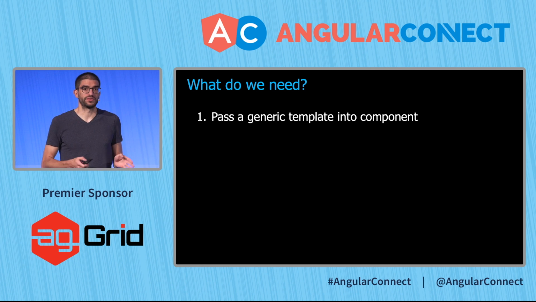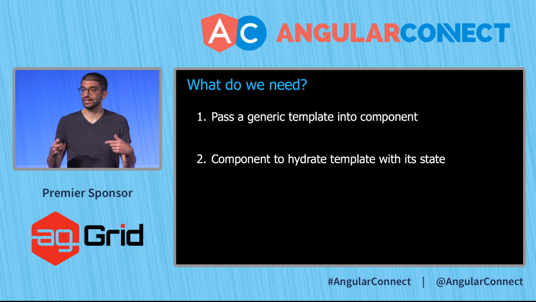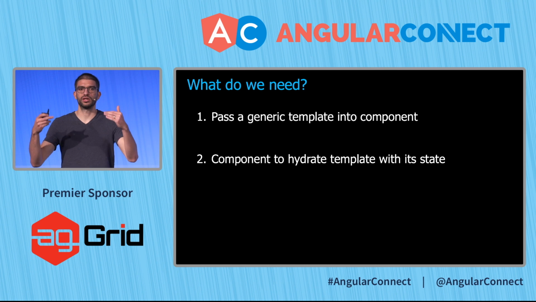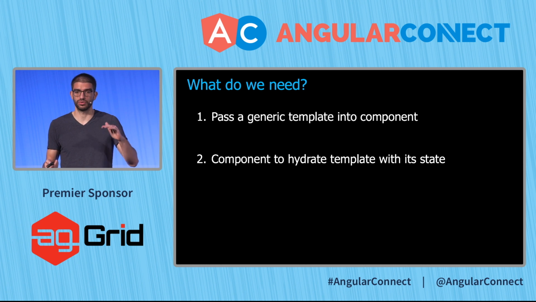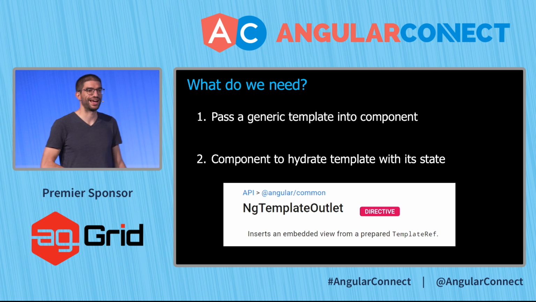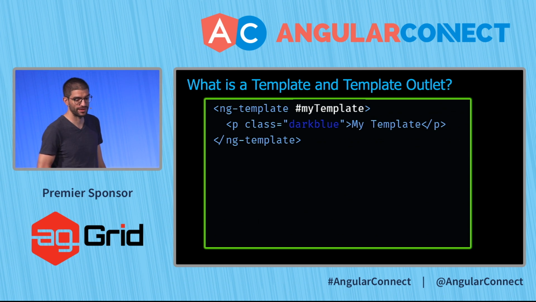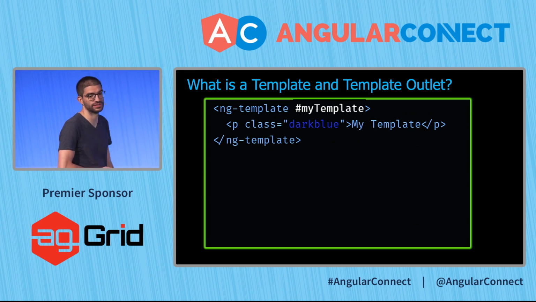To resolve the problem that we've got, there's 2 steps that we need. We need to be able to pass in a generic template into our component. And secondly, we need the component to hydrate that template with its state. And by that, I mean the template knows which shark it's being displayed for. So you know whether you need to apply the skull and crossbones icon or the safe to swim. And guess what? ngTemplateOutlet enables us to do exactly this. So let's have a look at how you can use this.